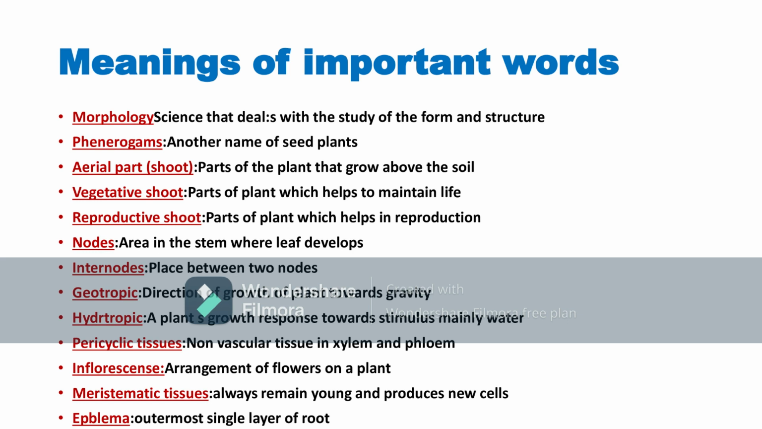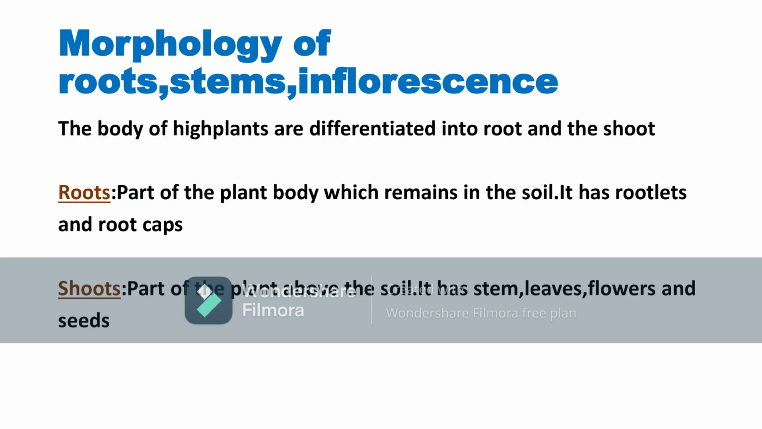Pericyclic tissues: non-vascular tissues in xylem and phloem. Inflorescence: arrangement of flowers on a plant. Meristematic tissues: these tissues always remain young and produce new cells. Epiblemma: the outermost single layer of the root. In this chapter, we will be studying the morphology of roots, stems and inflorescence.